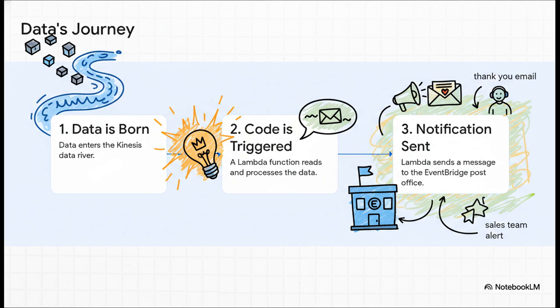And finally, we get to step 3. After processing the data, our Lambda function might figure out something important. Let's say it realizes that the click came from a VIP user. It then creates a specific message, an event, and sends it over to the EventBridge post office. EventBridge sees that VIP clicked rule and immediately routes that notification to another service, maybe a service that sends a thank you email or alerts a sales team in real time.